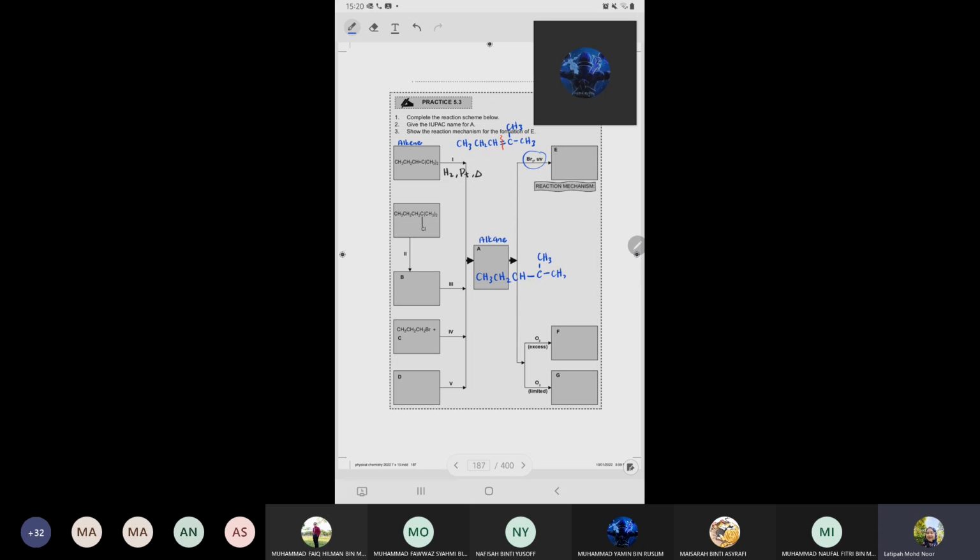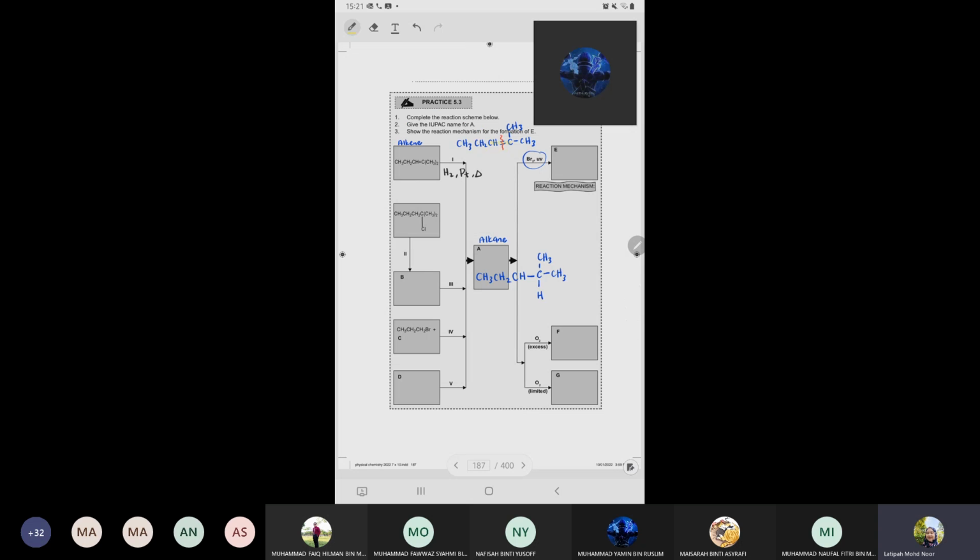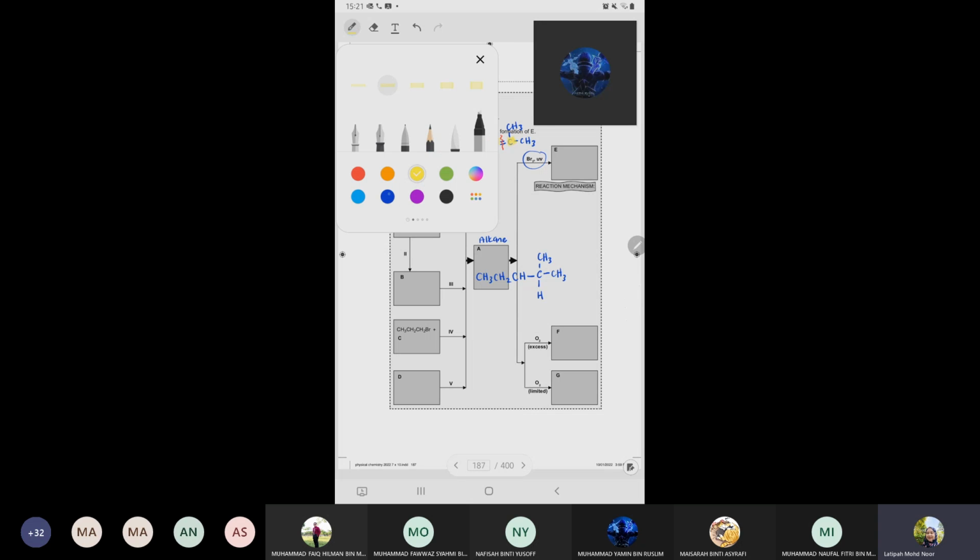Okay, so apa yang awak kena buat seterusnya? Tambahkan H pada dua-dua karbon lah. Okay, satu pada yang ini, yang saya highlightkan warna kuning. Okay, pada karbon ini dan karbon ini. Okay, bila kita putuskan bond tu, dia dah tak cukup bond.